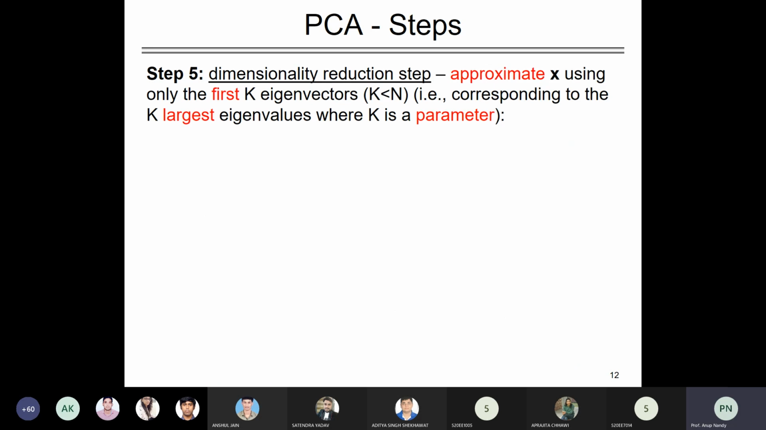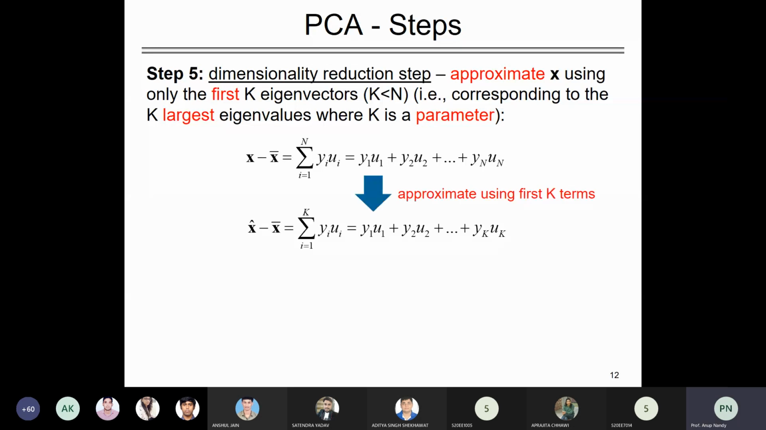Now next is the dimensionality reduction step. Now you have to approximate x using only the first k eigenvectors, where k is less than n, and you have to choose those corresponding to the k largest eigenvalues, where k is a parameter. So this is called the dimensionality reduction step. Now you have x minus x bar equal to the sum from i equals 1 to n of yi ui, where ui is the basis vector in the lower dimensional space.